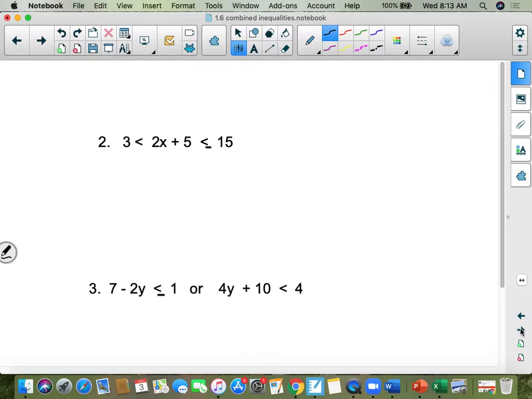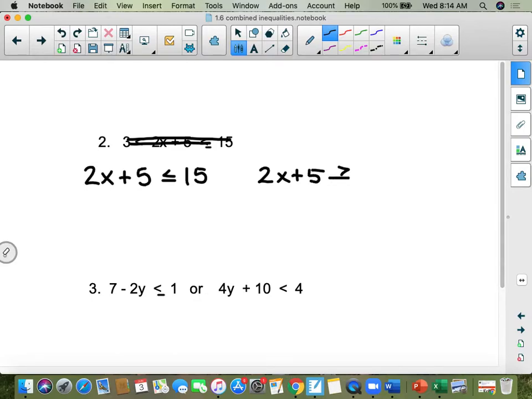Okay, the next problem. Again, it'll be split up for you on the worksheet, so I'm gonna split it up for you. It'll be split up for you, so it won't look like this. It'll already be broken up for you. So this is what it's gonna look like on your worksheet. So you're gonna have two answers.